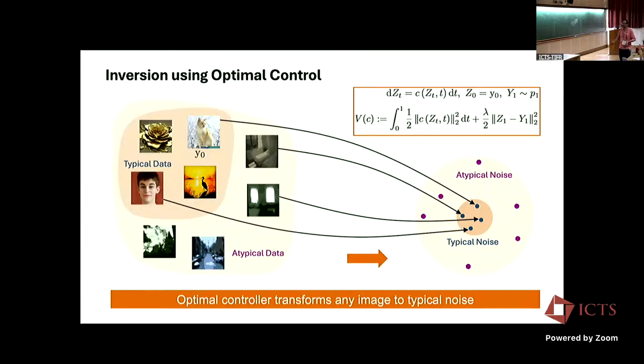So what did you do? You picked a Z0, an image, and you picked a noise sample. And you want to couple this image to that noise sample. So that's the coupling term. This is the optimal velocity field that leads to minimizing this, with respect to this cost function. That is the controller.